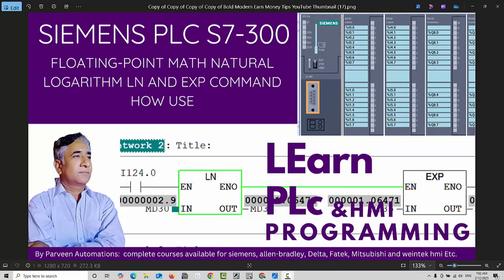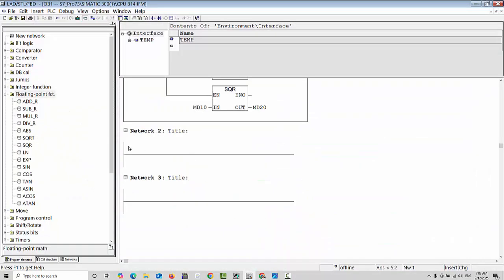In this video, we will try to learn about the LN and EXP commands in Schematic Manager for Siemens PLC S7-300, in the floating point math section. So let's go to the topic.